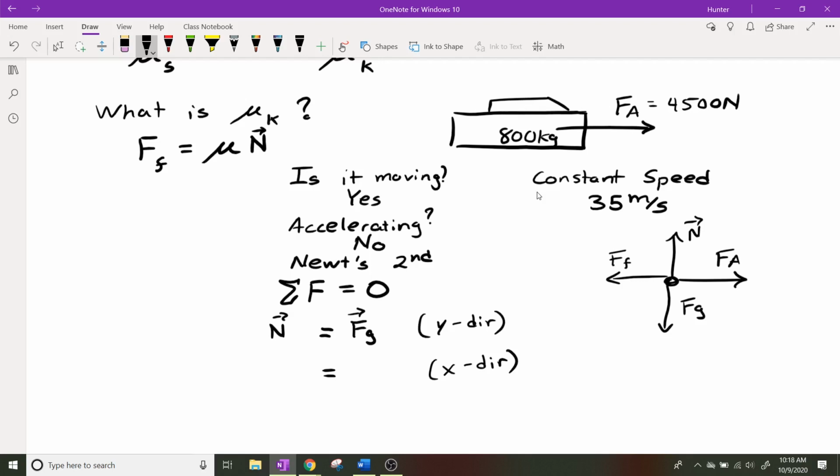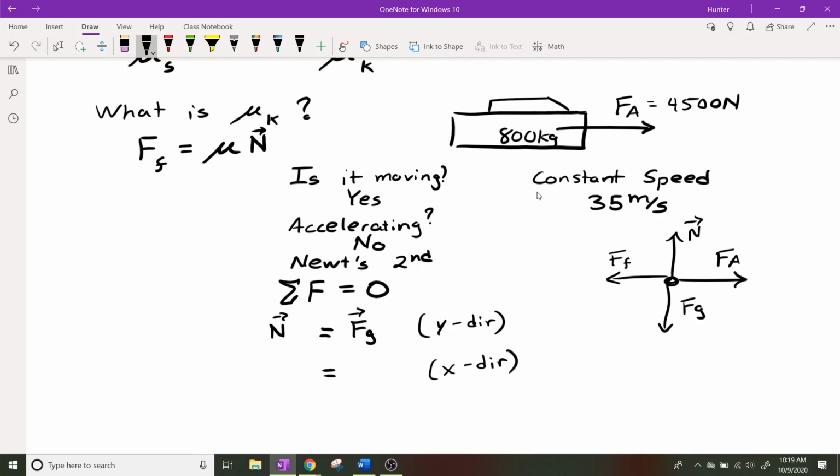Are the forces balanced in the x direction? It's moving. Why? Okay, so I got a yes and I got a no. Why should they be? It is moving at a constant speed. If it is not accelerating, that means we are going at a constant speed, so our acceleration has to be zero, which means that these two forces have to balance each other out.